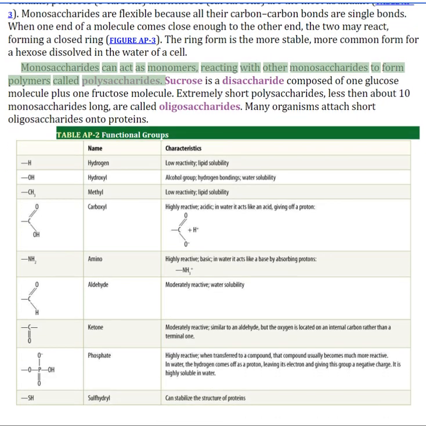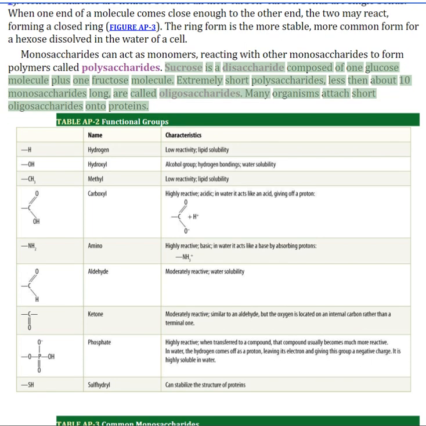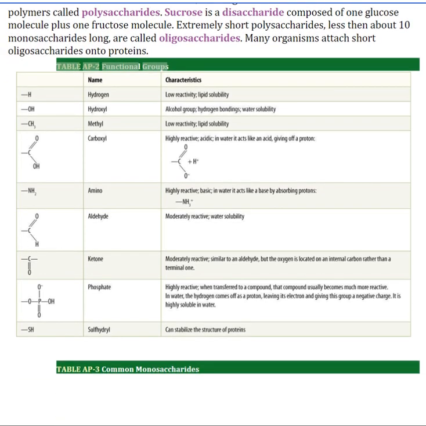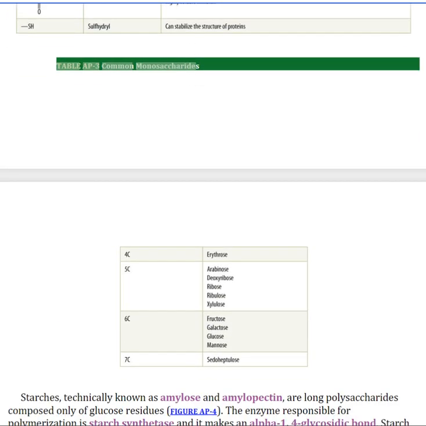Monosaccharides can act as monomers, reacting with other monosaccharides to form polymers called polysaccharides. Sucrose is a disaccharide composed of 1 glucose molecule plus 1 fructose molecule. Extremely short polysaccharides, less than about 10 monosaccharides long, are called oligosaccharides. Many organisms attach short oligosaccharides onto proteins. Table AP, 2 functional groups. Table AP, 3 common monosaccharides.